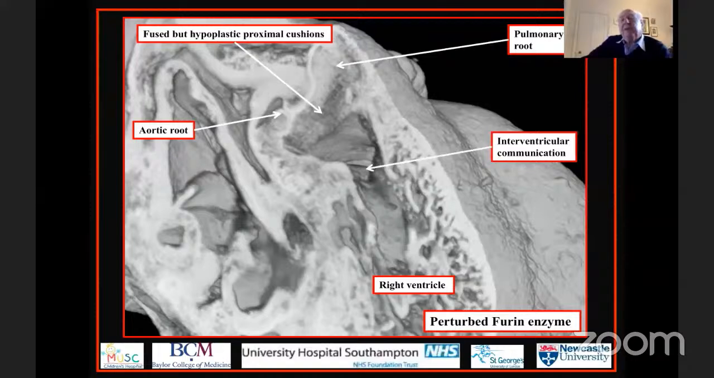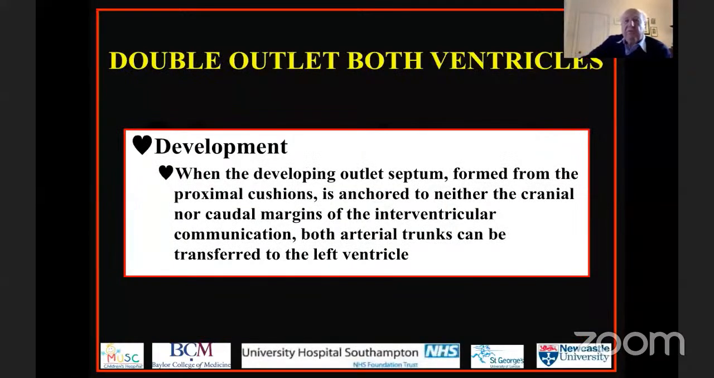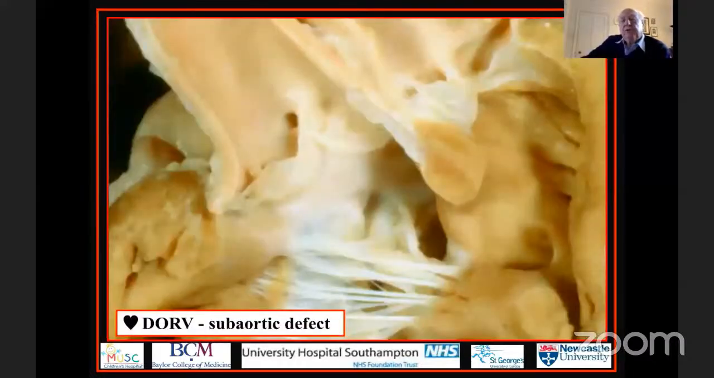And this is the key feature that determines double outlet from both ventricles. So when we have the outlet septum formed from those proximal cushions that lacks an anchorage, both arterial trunks can be transferred to the left ventricle.